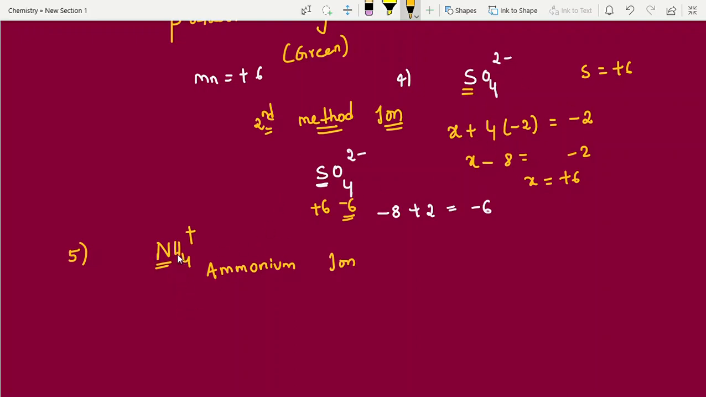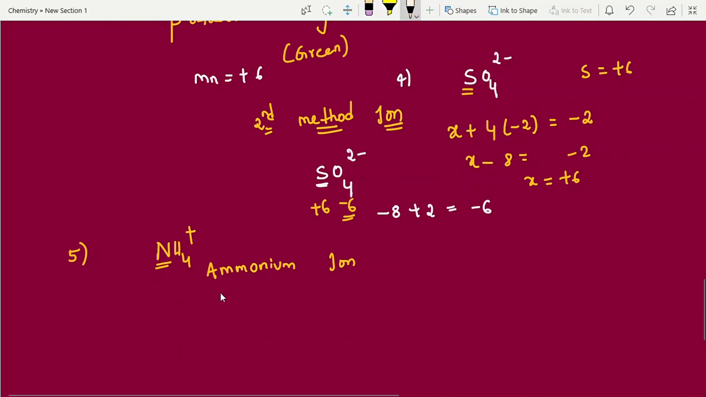Four hydrogens means plus 4. He has given or taken. This is just add. What is this? Plus 4, right? So nitrogen, how to calculate? Go for the first method and then you will come back to the second method. If I explain the second method at the start, confusion starts.